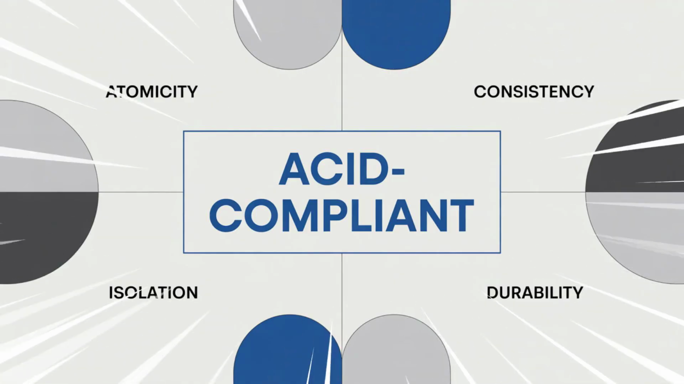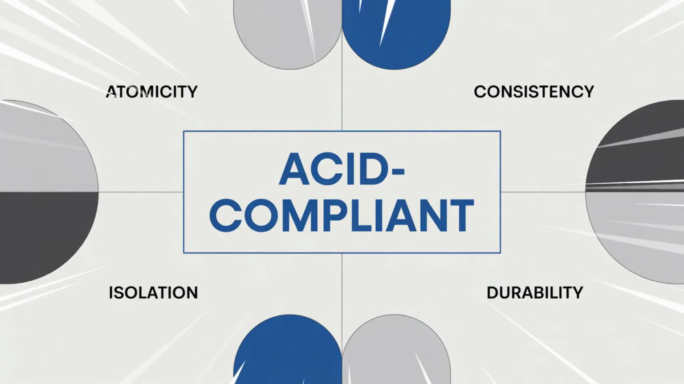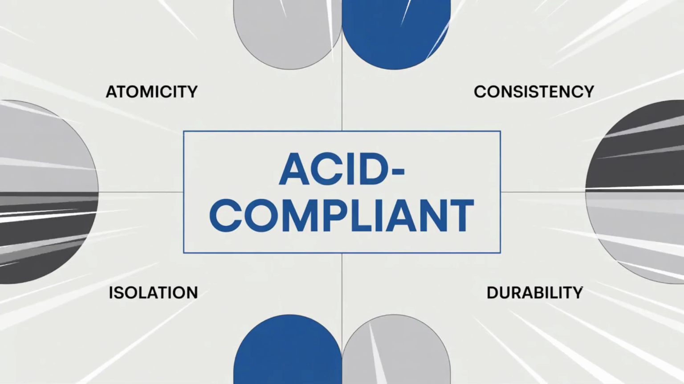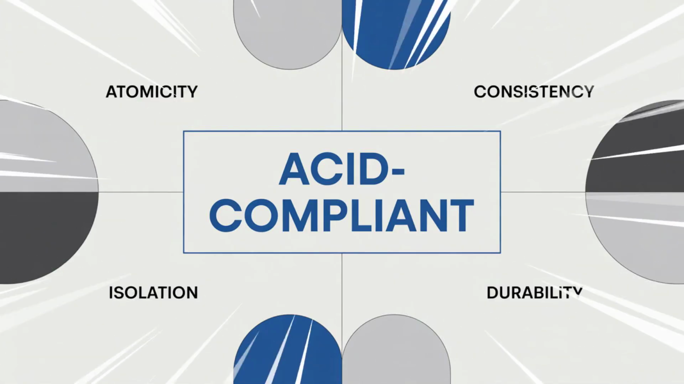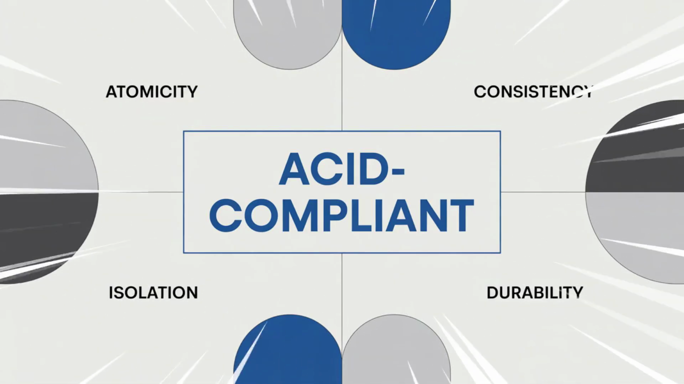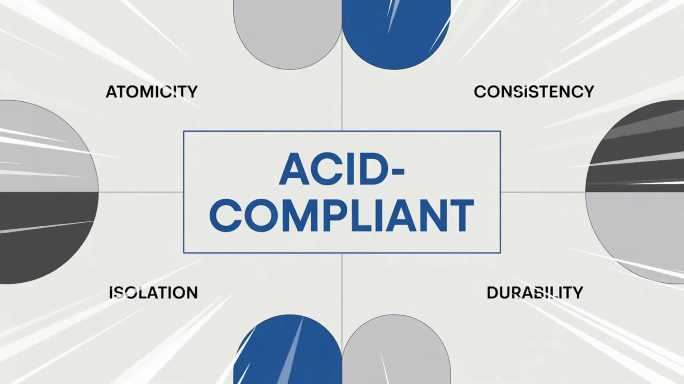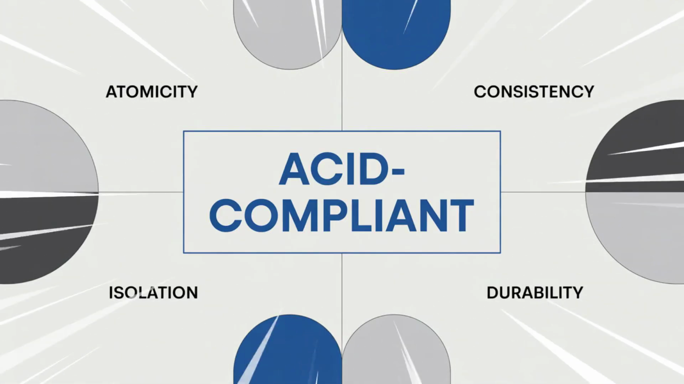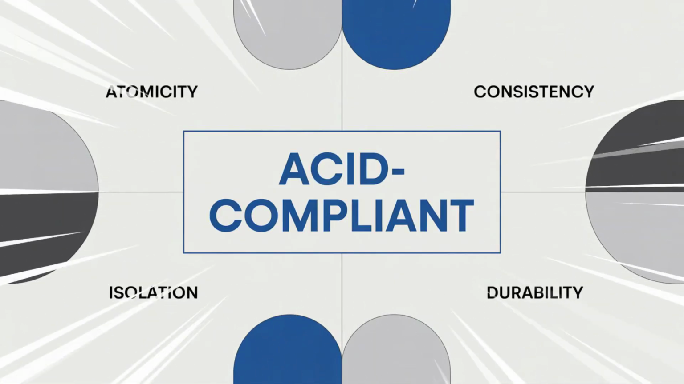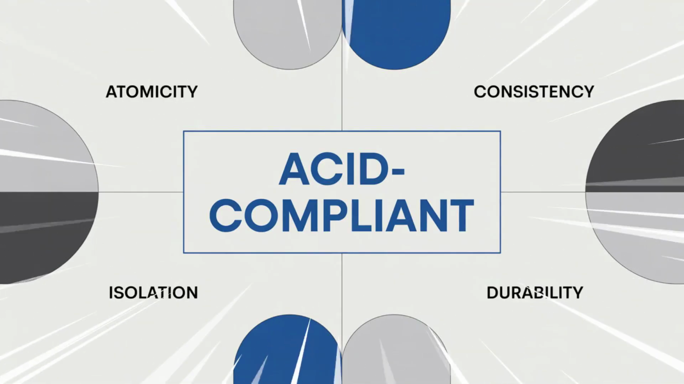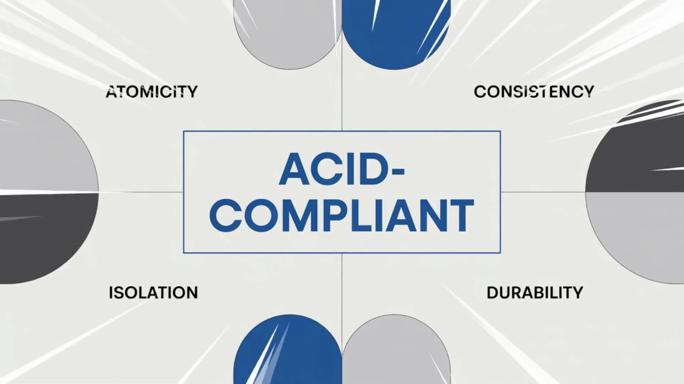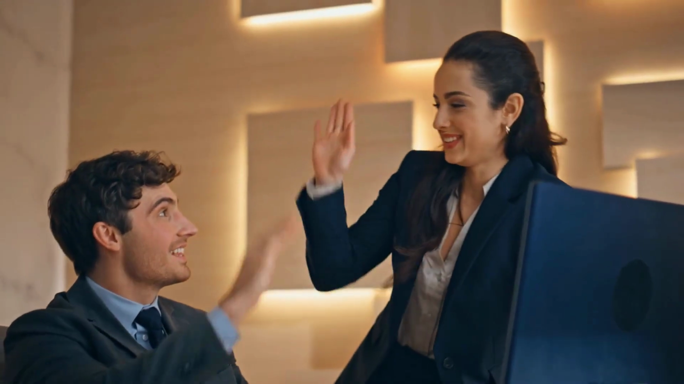ACID compliant describes a database system that guarantees reliable transaction processing by ensuring atomicity, transactions fully succeed or fully fail. Consistency, each transaction preserves valid database rules. Isolation, concurrent transactions do not interfere with one another. And durability, committed changes persist even after failures. Together, these properties ensure that database operations remain correct, predictable, and auditable under concurrent and fault-prone conditions.